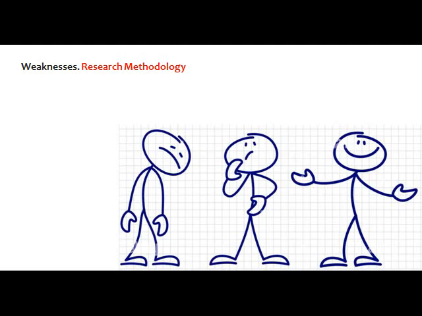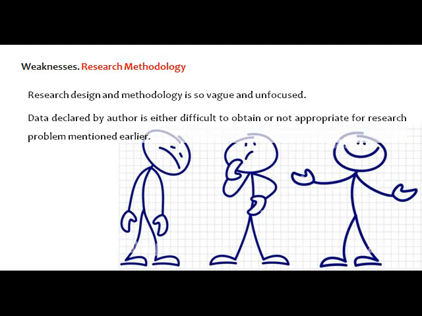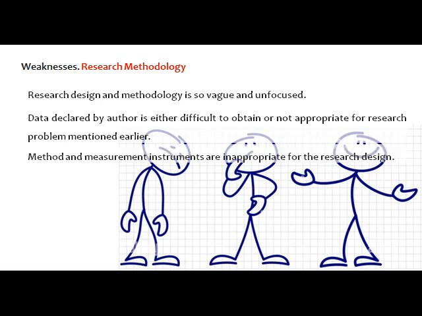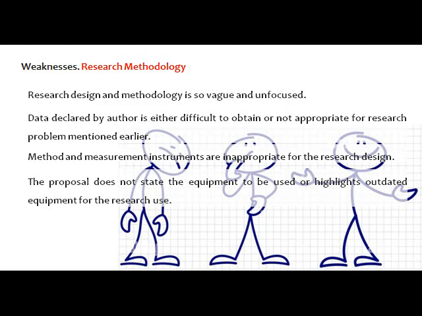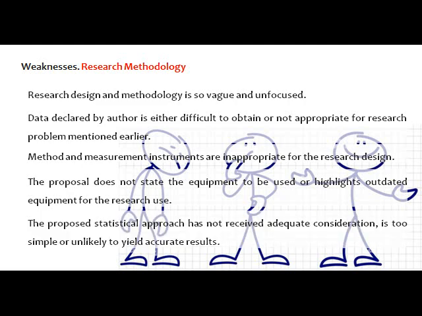Weaknesses. Research methodology. The research design and methodology are so vague and unfocused. Data declared by the author is either difficult to obtain or not appropriate for the research problem mentioned earlier. Methods and measurement instruments are inappropriate for the research design. The proposal does not state the equipment to be used or highlights outdated equipment for the research use. The proposed statistical approach has not received adequate consideration, is too simple or unlikely to yield accurate results.